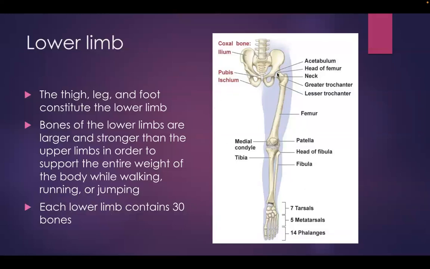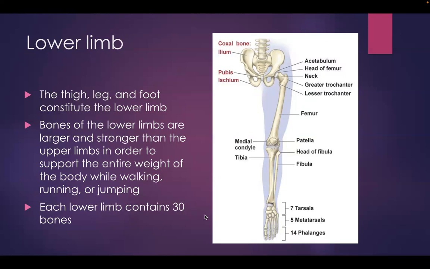And then we have the lower limb. So where the head of the femur joins the pelvis, it's known as the acetabulum. All right, then we have the femur, the patella, the tibia, and fibula. And then you have 7 ankle bones, 5 metatarsals, so these will be your foot bones, and 14 phalanges. So each lower limb is going to have 30 bones, so 60 total.